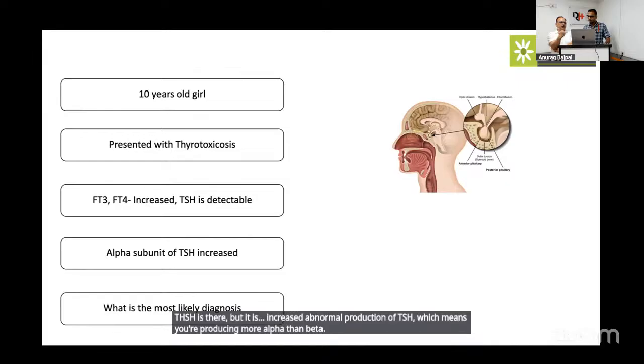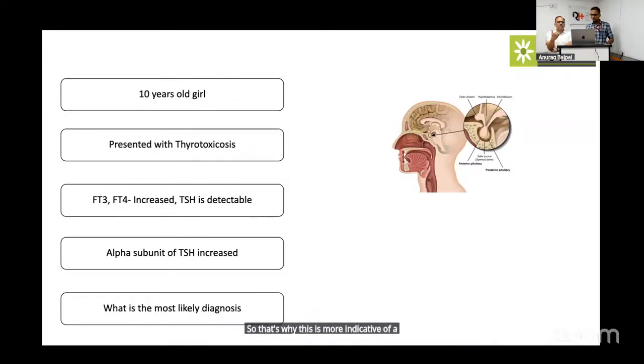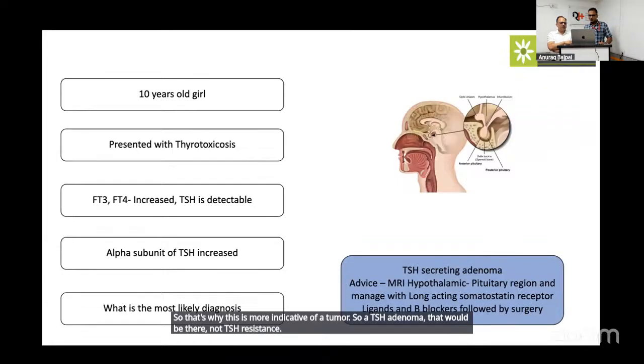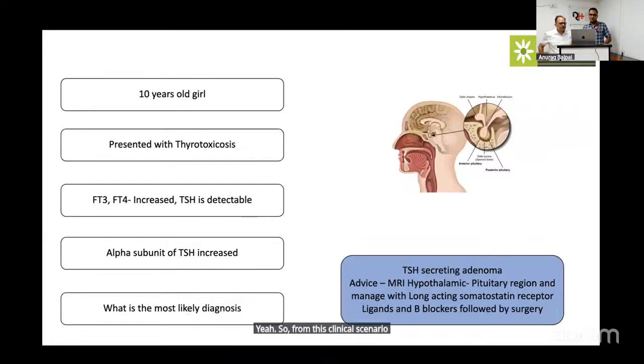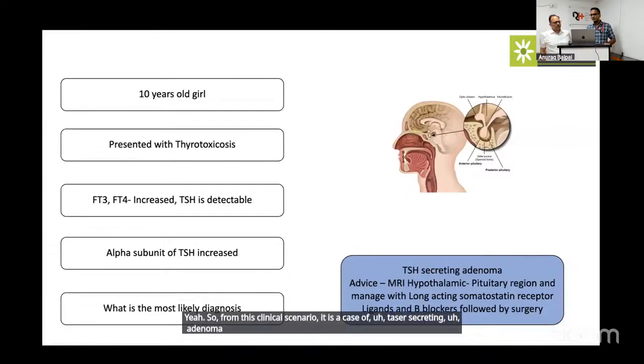So that's why this is more indicative of a tumor. So TSH adenoma, that would be there, not TSH resistance. From this clinical scenario, it is a case of TSH secreting adenoma, and in this patient we advise MRI of the hypothalamic pituitary region and manage with long-acting somatostatin receptor ligands and beta blocker for symptomatic relief.